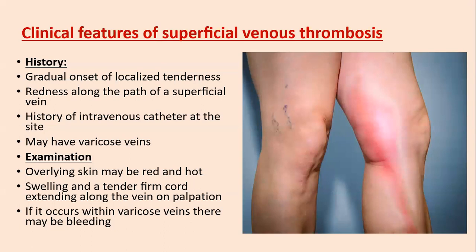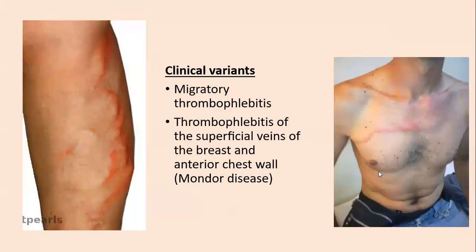So, unlike DVT, there is less swelling and edema. Pain in superficial venous thrombosis is much more than pain in DVT, and inflammation is much more, that is tenderness and redness. Clinical variants are migratory thrombophlebitis, which you can see in this picture, and thrombophlebitis of the superficial vein of the breast and anterior chest, which is Mondor's disease.